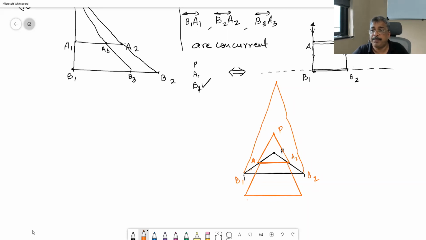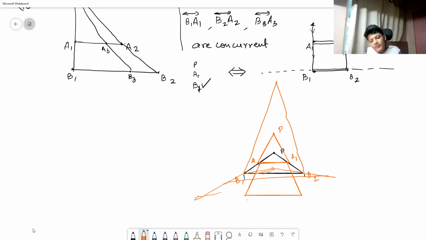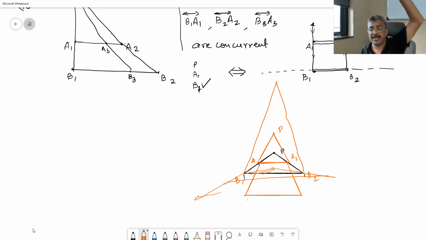So as you take P away, if you take P closer to B1, B2, your image is going to be very, very large. Do you understand this diagram? Yes, sir. The image is far bigger. If you take your P away, your image is becoming smaller and smaller.